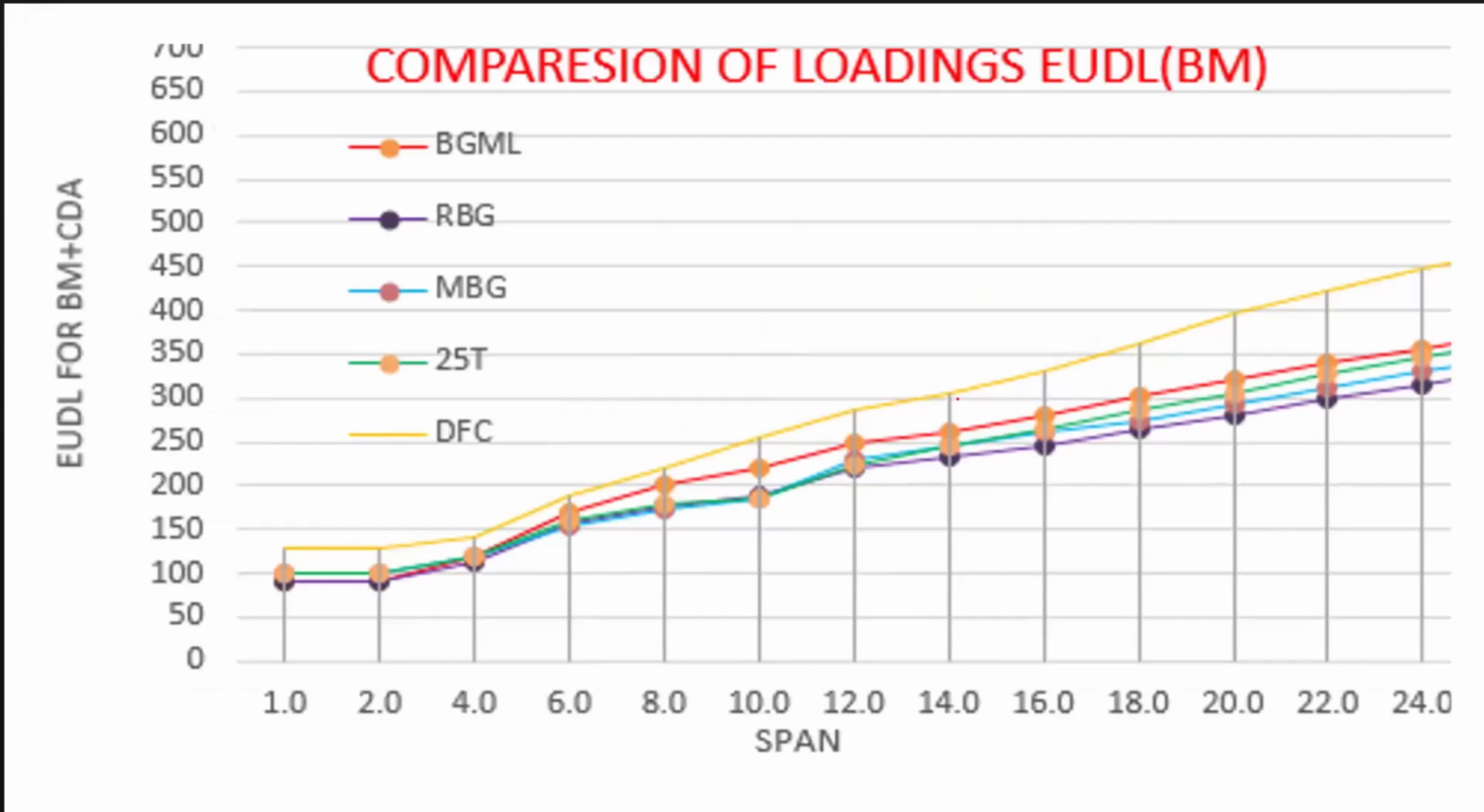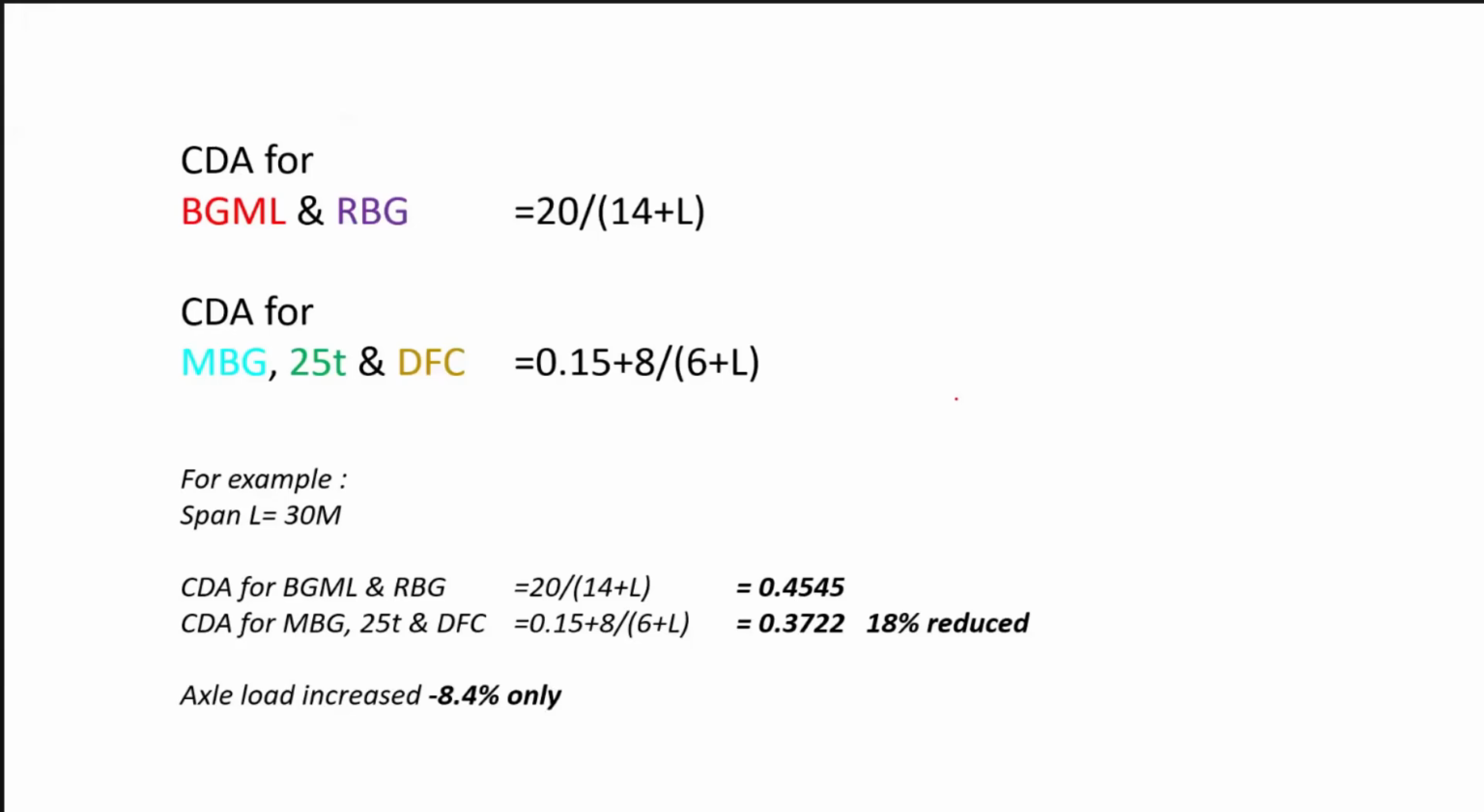So I will show you the calculation. The CDA for BGML and RBG is 20 divided by 14 plus L. For BG 25 ton, the CDA is 0.15 plus 8 divided by 6 plus L. So you will see the CDA, for example, for 30 meter.